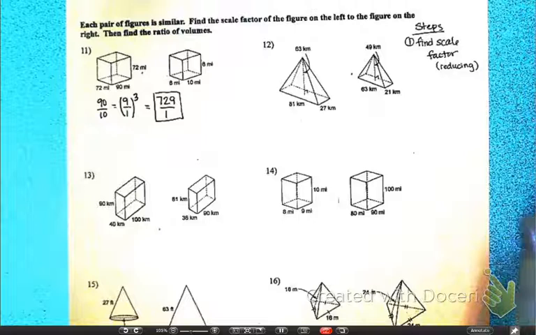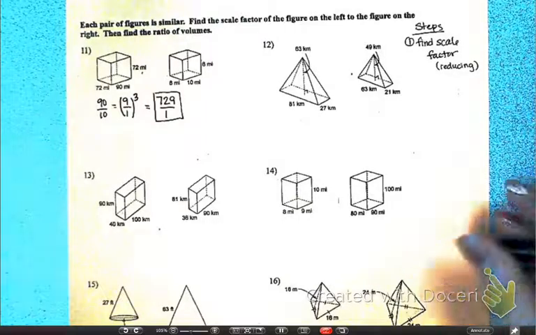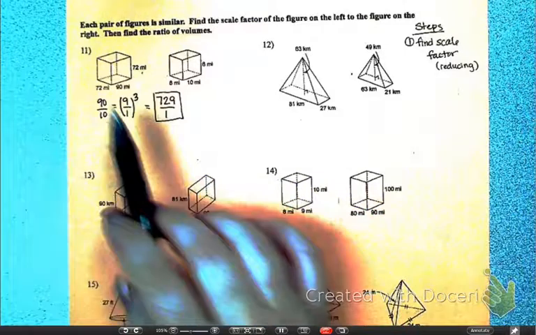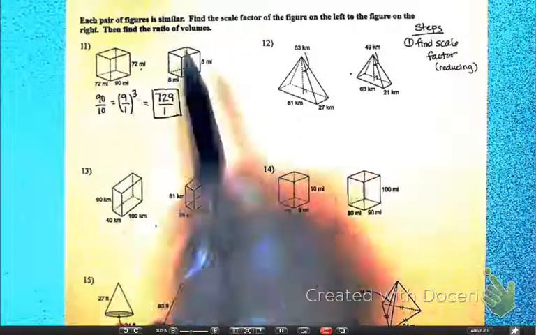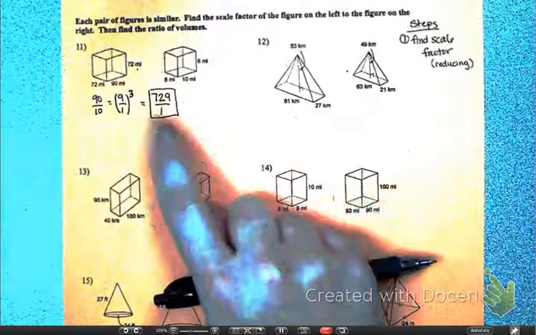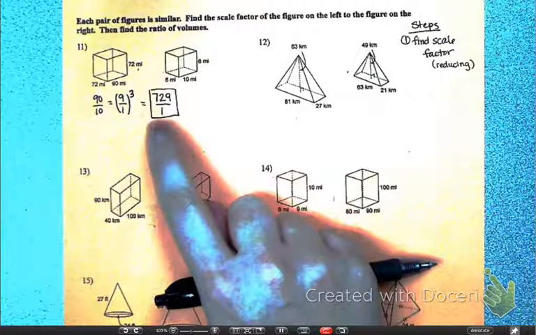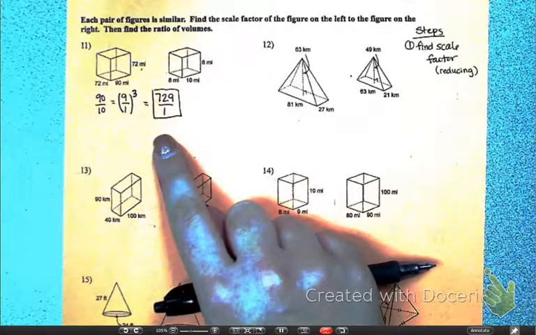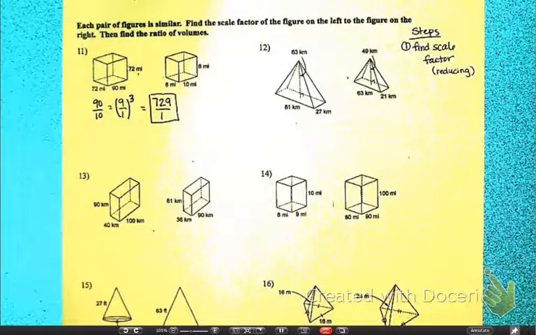Now you could find the volume of each. If you forget how to do this, you could find the volume of each, set it up as a ratio and reduce, and you're going to end up with this number, which is really what we did on that front side. Okay, why don't you and your group try numbers 12 and 15? 12 and 15.